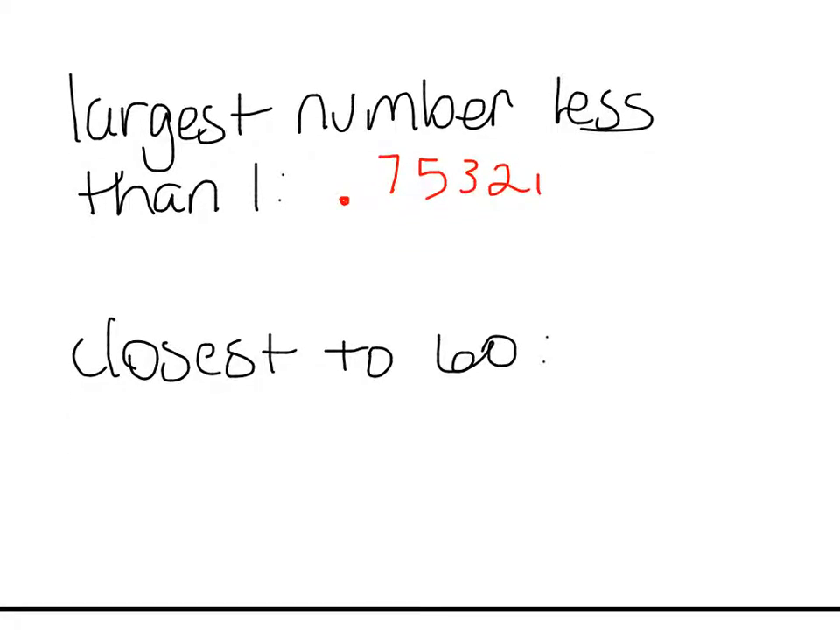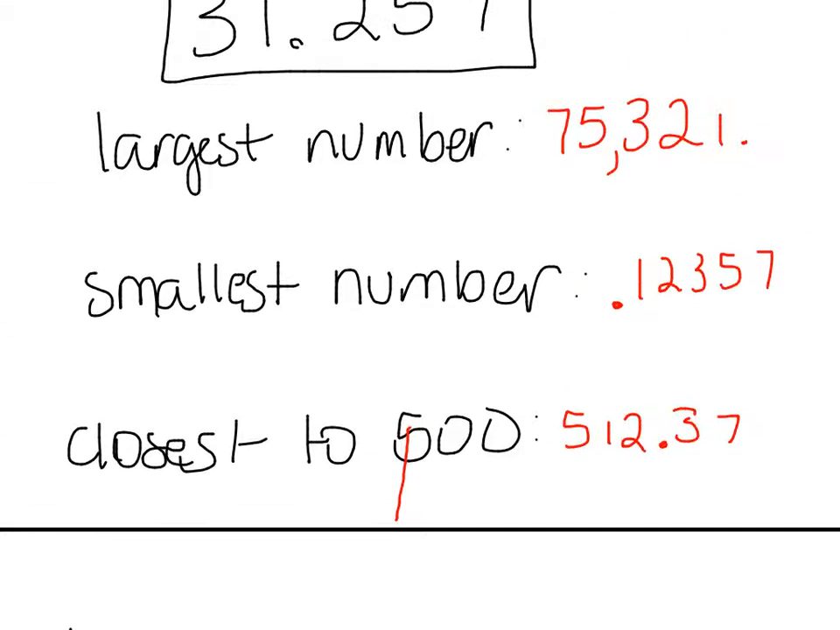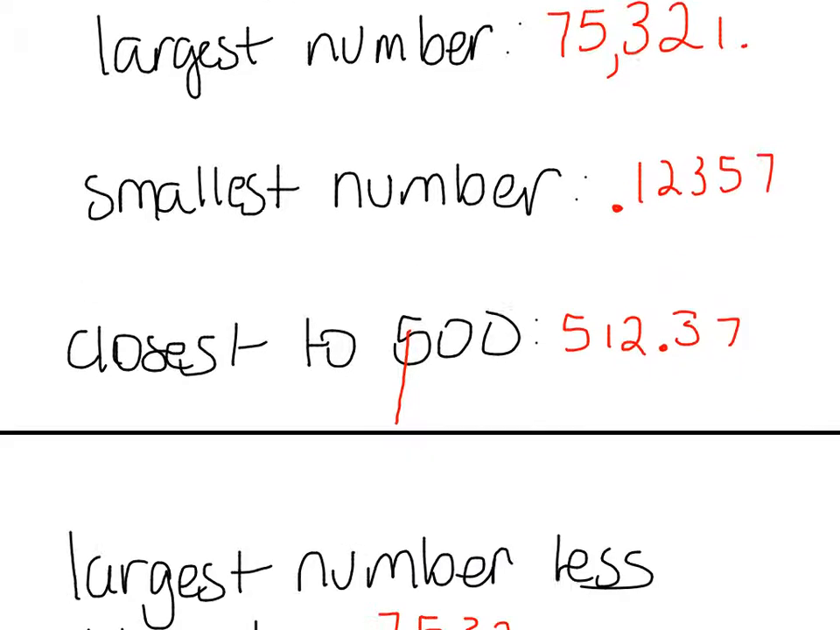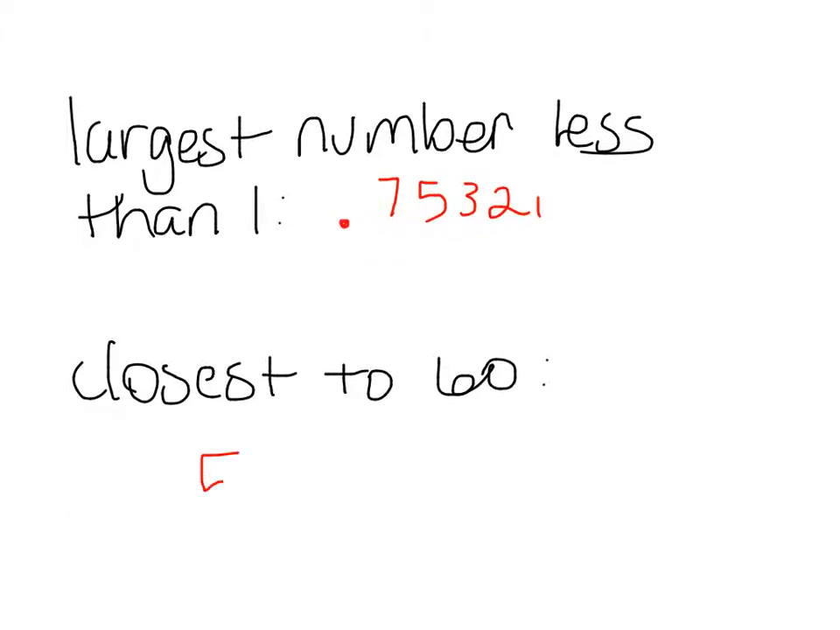The closest to 60, well, if we look at our numbers, we could do something with 70, but we could also do something with 50. And I think the 50s are going to get you closer, maybe like 57. So if we do 57 and then put the decimal there, we could say 57.321, and that's the closest we could get to 60.